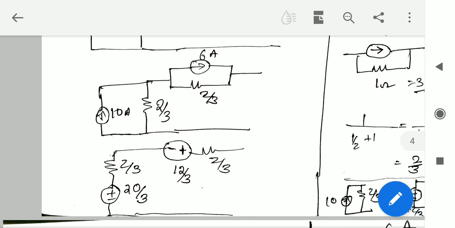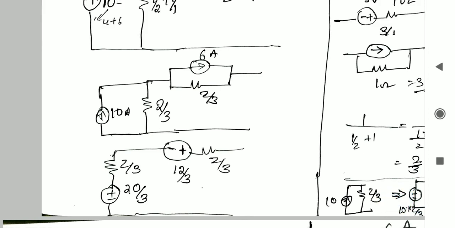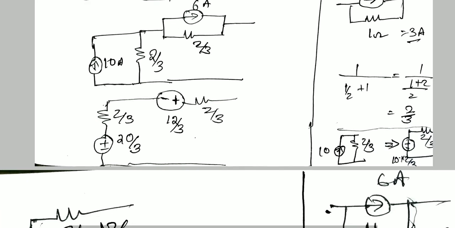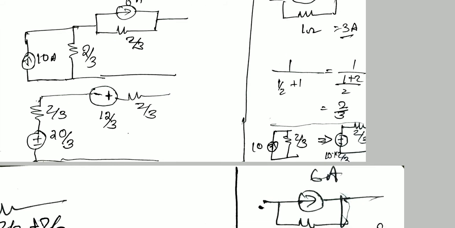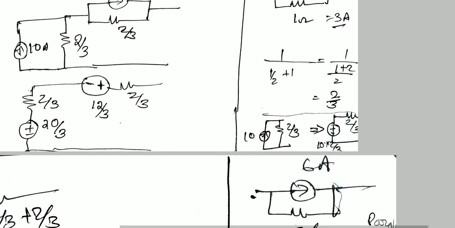So for that reason, we have to convert this current source with a resistance in parallel into a voltage source with a resistance in series. This 10 ampere source with resistance in parallel is converted into a voltage source with a resistance in series, that is 2 by 3 ohm. How to convert it? V is equal to I into R. The I value is 10 and R is 2 by 3, so 10 into 2 by 3, and the resistance remains as it is, 2 by 3 only.